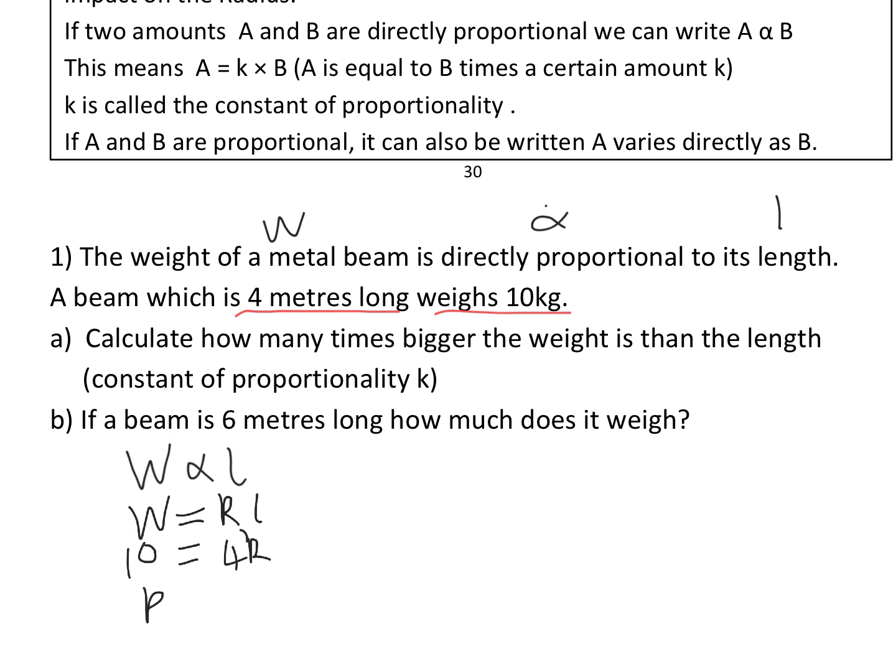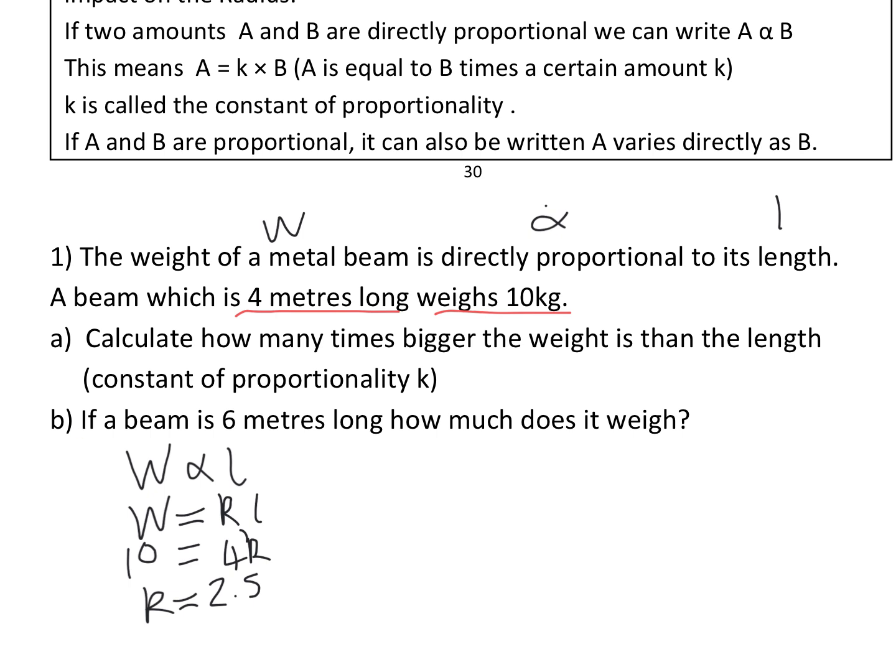So divide both sides by 4, you get 10 over 4, 5 over 2. Sometimes it's nicer as a fraction, but 2.5 is probably better in this case. So that K means that the weight is 2.5 times bigger than the length. Now they're different quantities. Length is not the same measurement as a weight. So we're just talking about the numerical value here. You get the length and you multiply it by 2.5 and that gives you the weight.